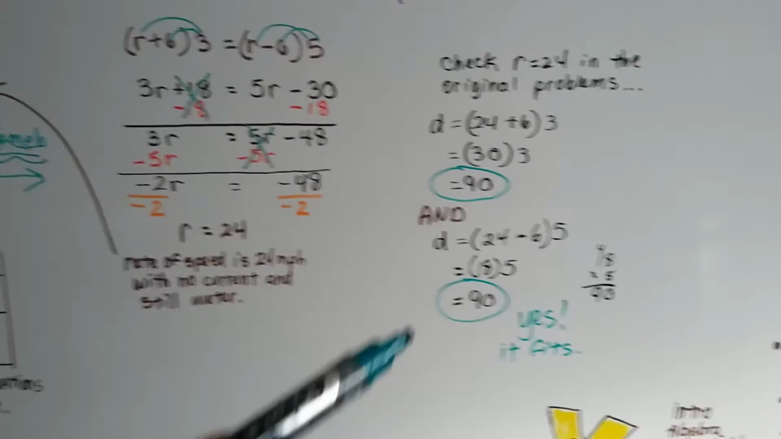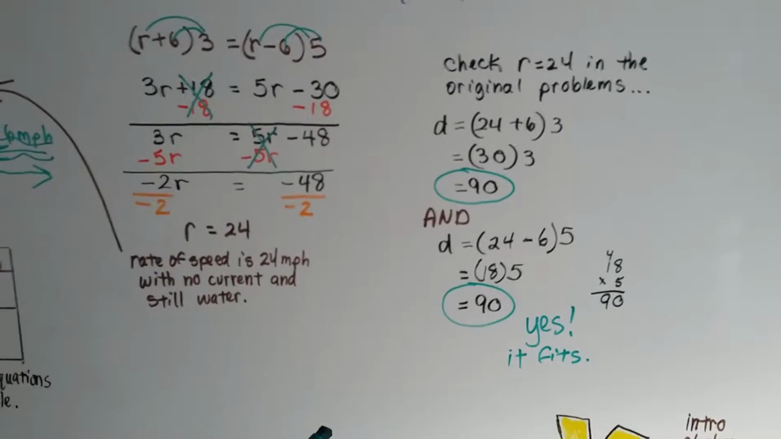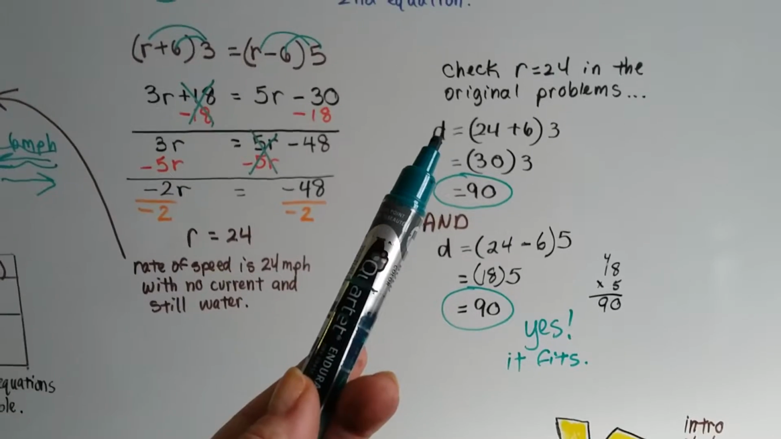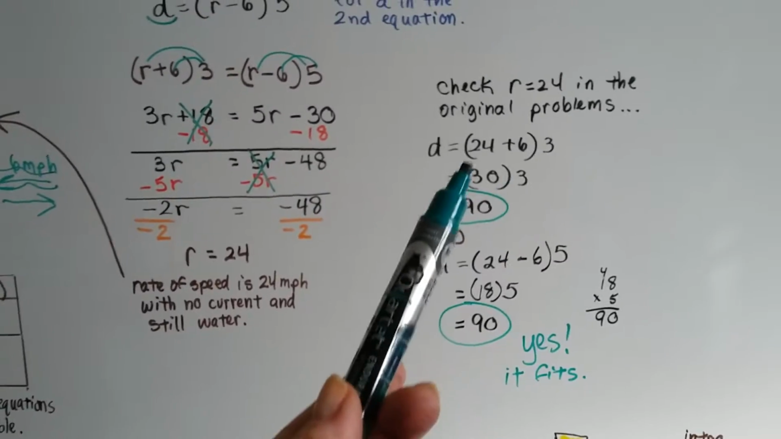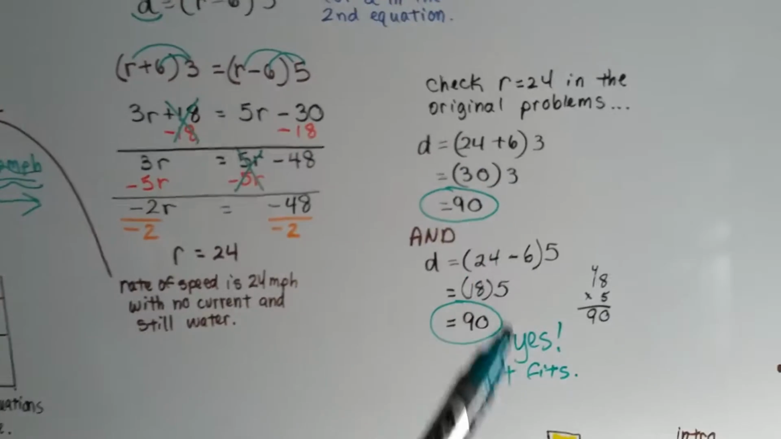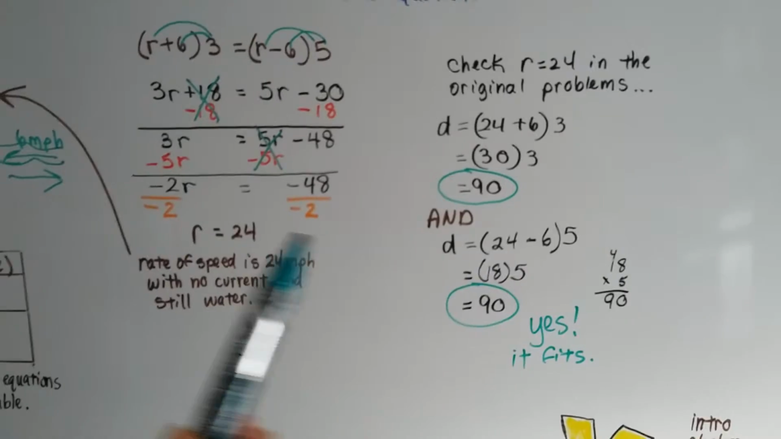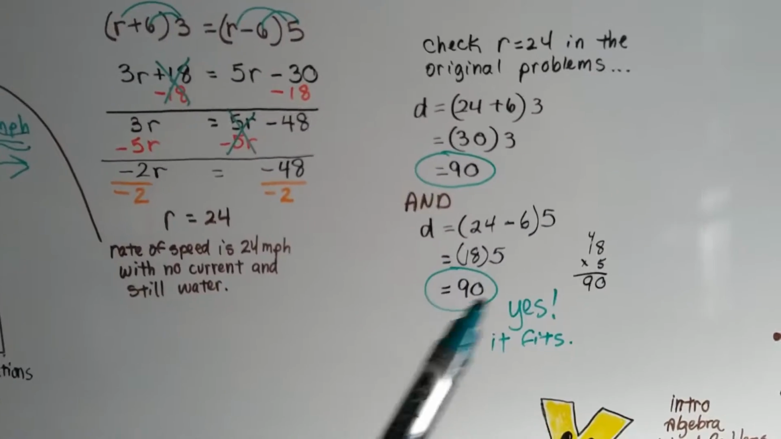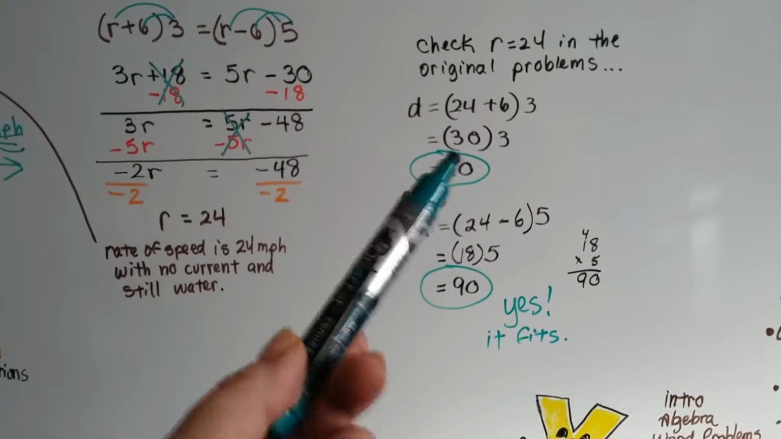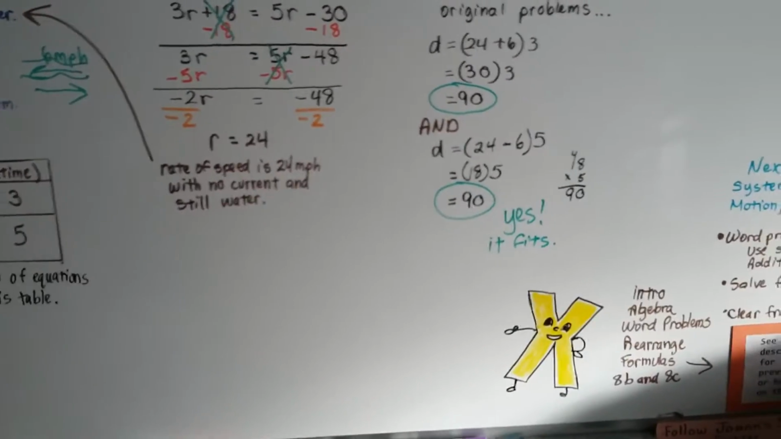And we can check it by plugging it into both equations to see if it fits, to see if it makes them true. And if the distance is equal to the 24 plus 6, that's 30 times 3, right? That's 90. And if it's equal to the r as 24 minus 6, 24 minus 6 is 18 times 5, and that's 90. Yep, it made both equations true. So it fits, so it worked.